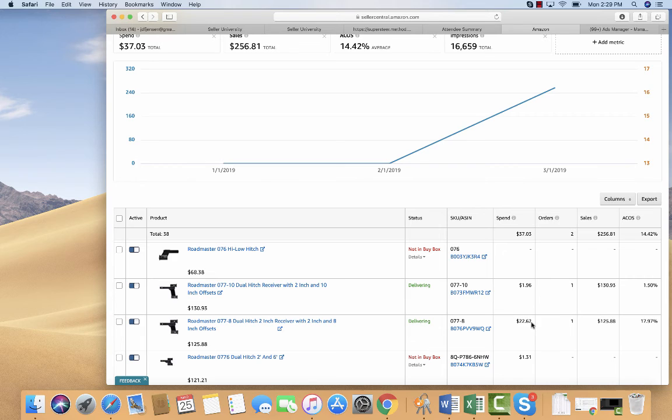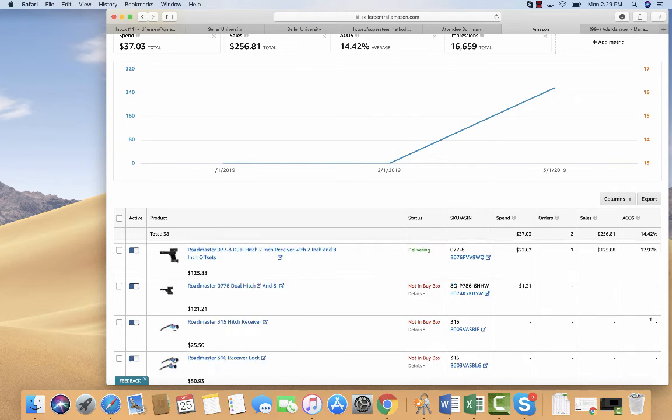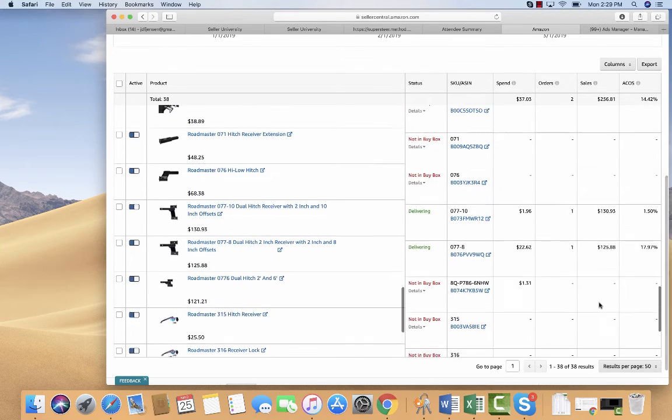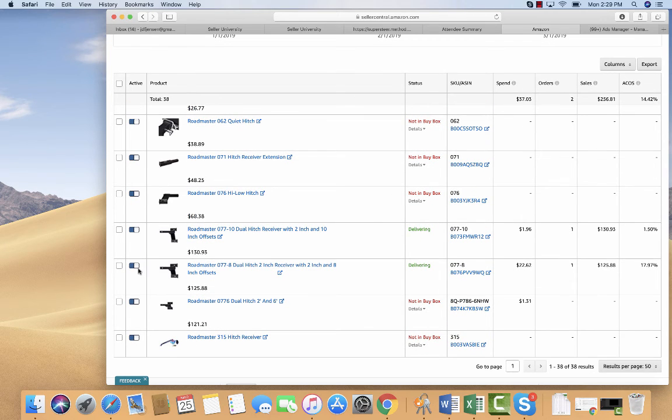We've spent $22.62. We've made $125.88 in sales. It's actually costing us almost 18%. We could literally just turn off this one. We might be able to go down and figure out what the actual issue is based on this specific ASIN and see why it's costing us so much.